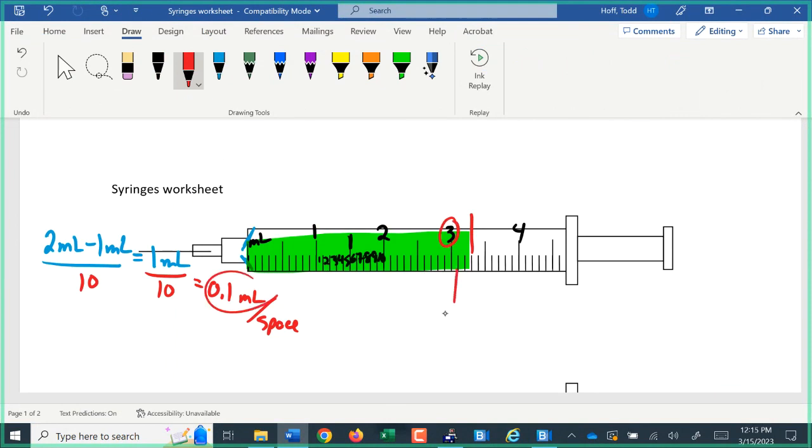So this would be 3.1, 3.2, 3.3 milliliters. So that syringe is filled with 3.3 milliliters of fluid.